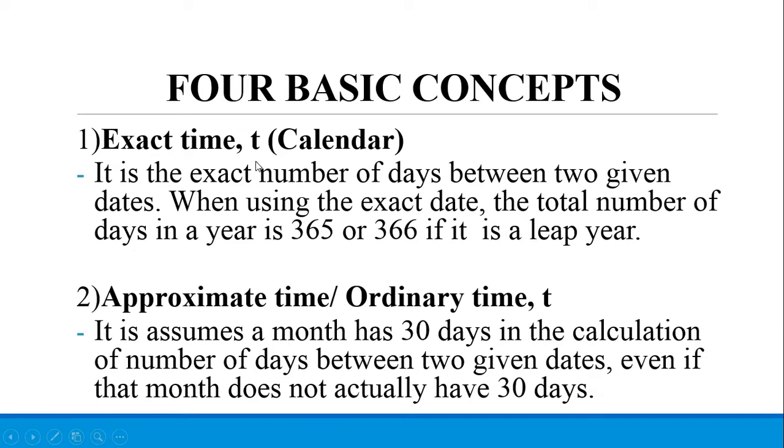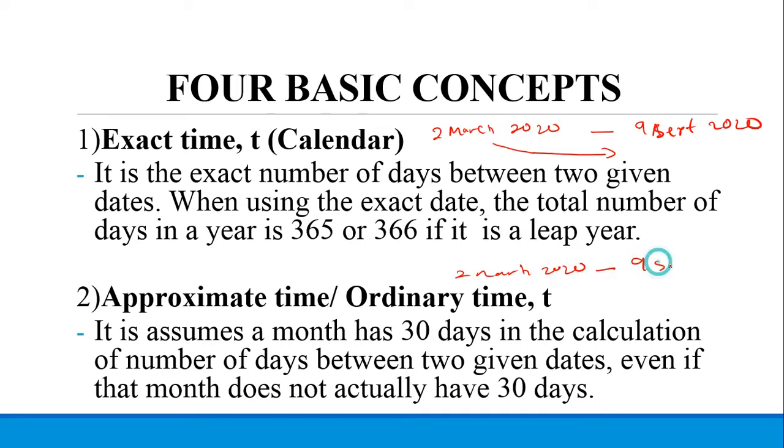Exact time, where you have a timeline. Let's say you have 2 March 2020 until 9 September 2020. You must calculate how many days from 2 March until 9 September, using the calendar. But for approximate time, from 2 March 2020 until 9 September 2020, you must calculate using a month which is 30 days.